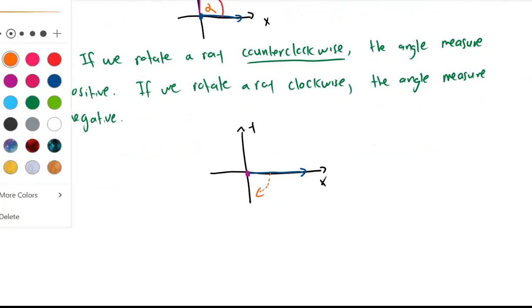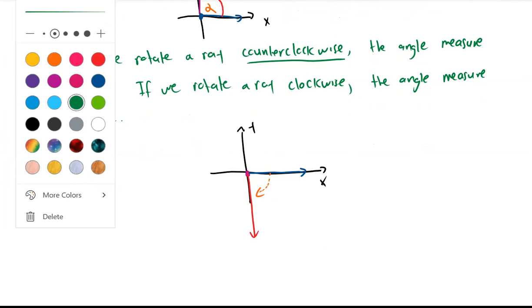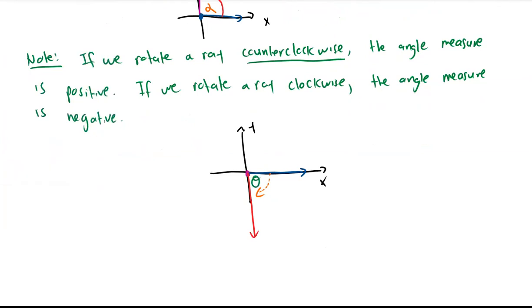I want it to be 90 degrees. So my terminal side is now going to be here, and the angle is just going to be the space in between. This is going to be the angle theta. And here theta is equal to not 90 degrees because we moved in a clockwise rotation. So instead, this is going to be negative 90 degrees. And that's basically what that means.